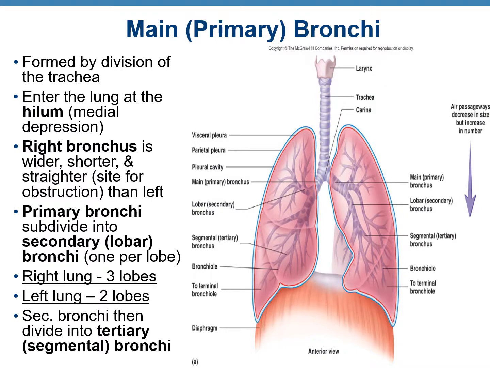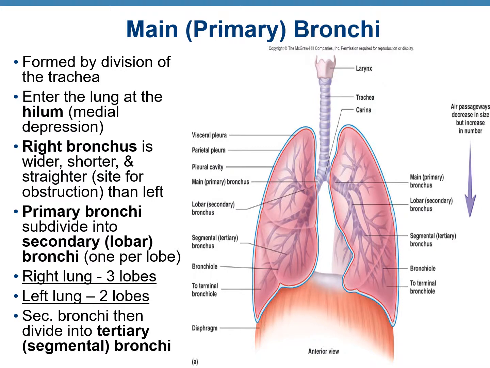The trachea splits into the two main or primary bronchi, and these two bronchi would enter the lungs at an indented region, and this region is known as hilum, which is also a medial depression. The right bronchus is wider, shorter and straighter than the left bronchus. So the right bronchus is also the site for obstruction.